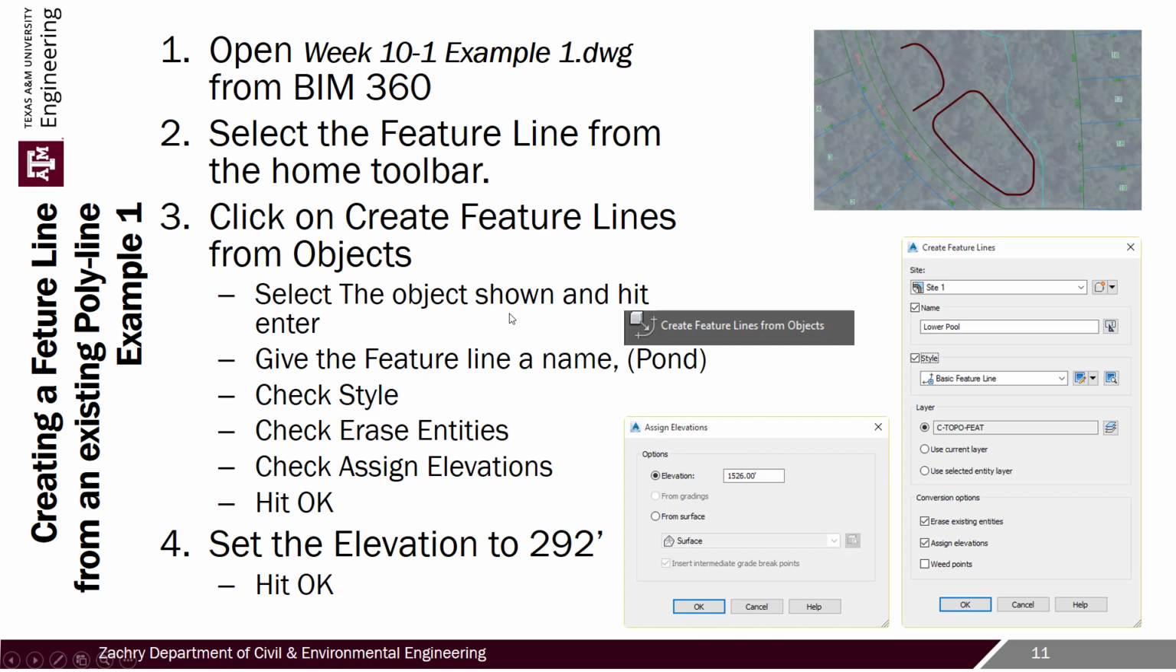So let me go ahead and do that. Here are the steps that we're going to do. I'm going to open up example 10.1. I'm going to select the feature line from the home toolbar. I'm going to create the feature lines, then set an elevation, hit OK, and be done. Okay, so that's the game plan. All right, so let's go over to Civil 3D.